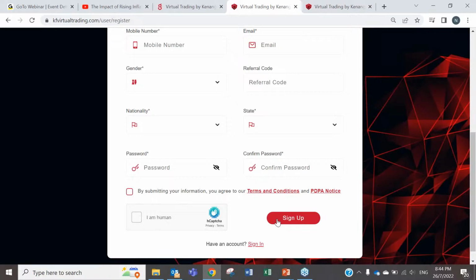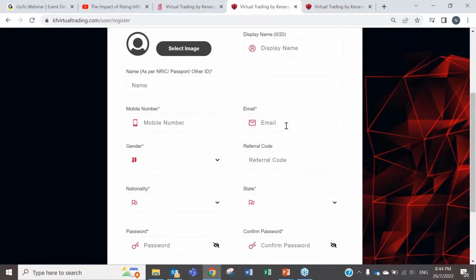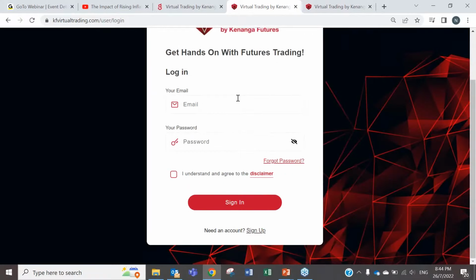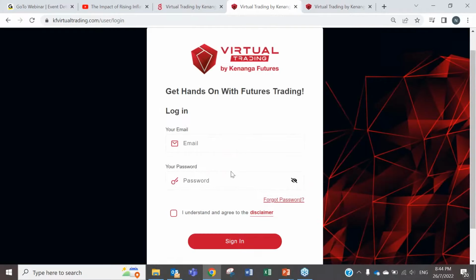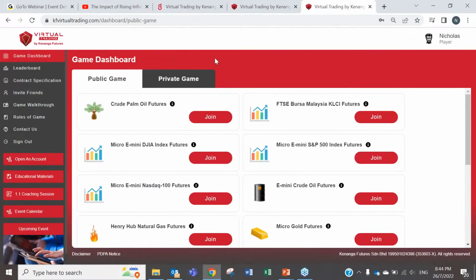Once you click this sign up button, you should expect to receive an email from kfvirtualtrading.com asking you for verification. You need to go to the email you have registered here and click the red button to verify your email address. Once you click the red button, it will lead you back to this page, and you may proceed to log in with the email and password you have set just now. Do remember to check this box over here before clicking sign in. Once you have clicked sign in, it will bring you to this game dashboard here.